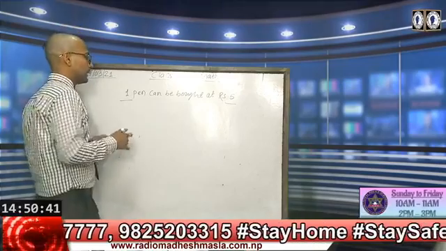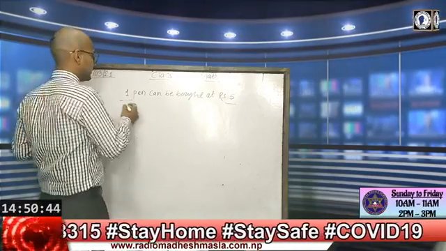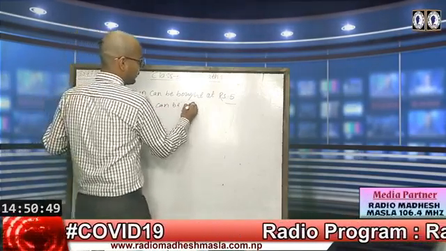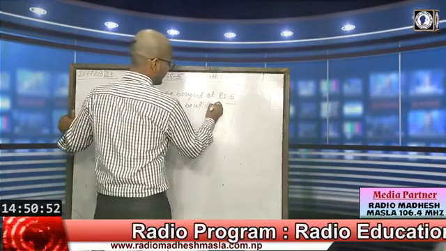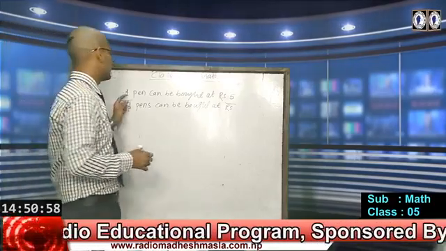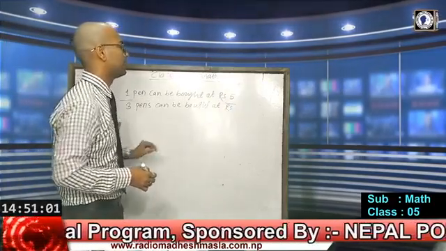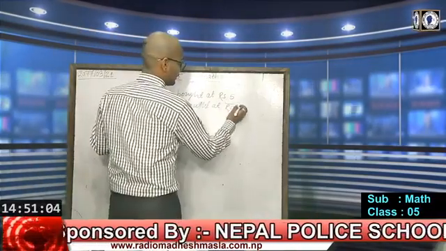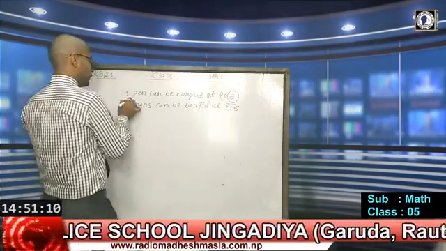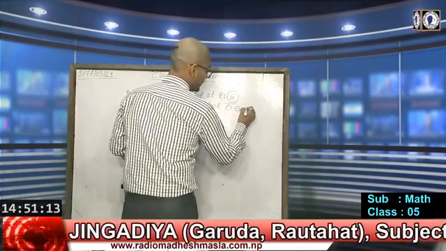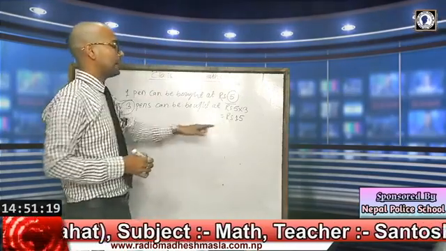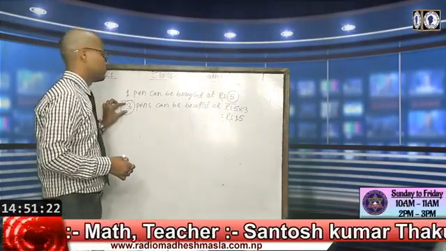Then if we need to buy 3 such pens, 3 pens can be bought at Rs what? How much money do we need to buy 3 such pens if the cost of one pen is 5? We multiply the cost and the total number: 5 into 3 is equal to 15 rupees. So at Rs 15 we can buy 3 pens.